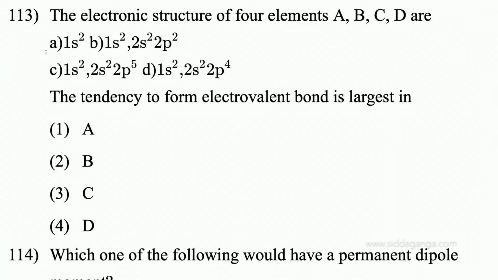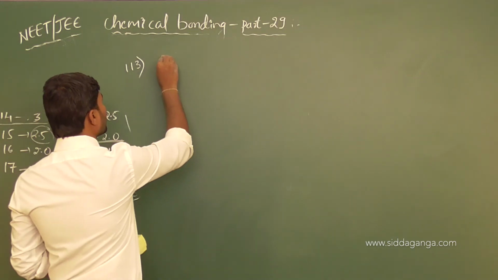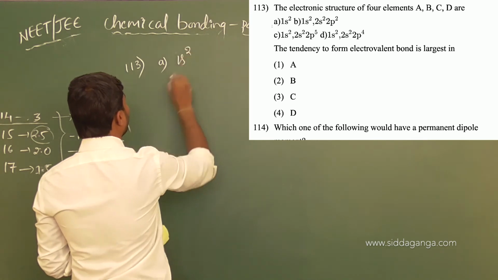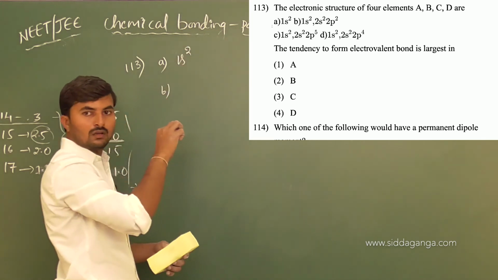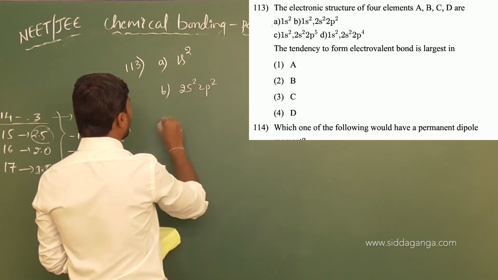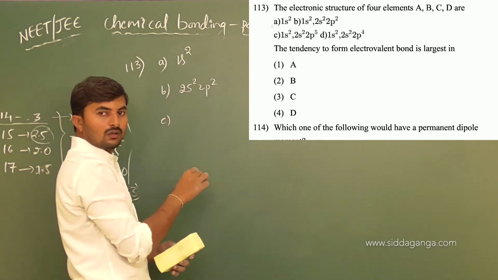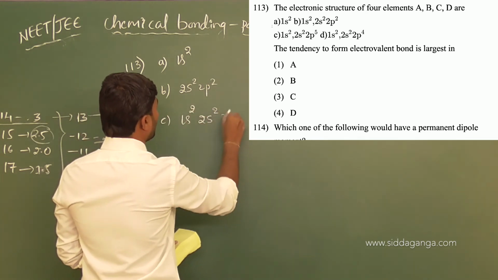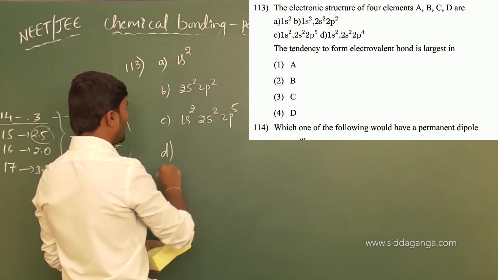The electronic configuration of 4 elements A, B, C, D are given. The tendency to form electrovalent bond is maximum in, okay, the first example is 1s2, second one 2s2 2p2, third one 1s2 2s2 2p5, and the last one 1s2 2s2 2p4.